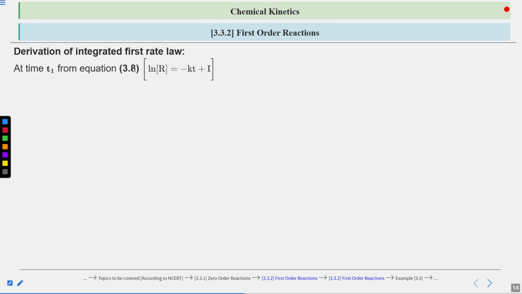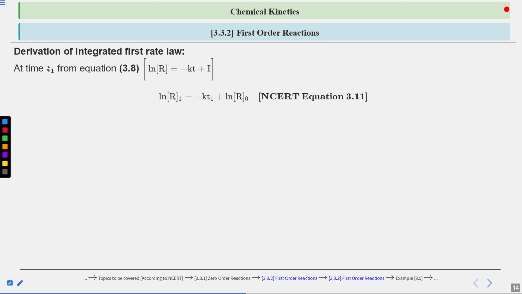At time t1, from equation 3.8, which is ln r = -kt + ln r0, the ln of r1 is equal to minus kt1 plus ln of r0. Okay, so ln is basically a logarithmic term and it has different values, like ln 1 has some value, ln 2 has some value, ln 3 has some value in decimal. So it has some numeric value.